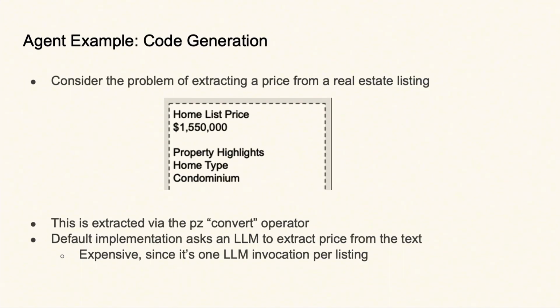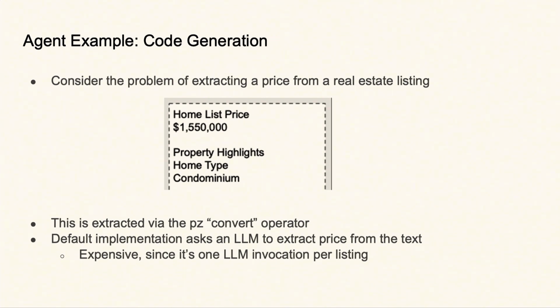Suppose you have an agent that solves problems by generating code, like a little bit of Python code. Think of our home price example, where we need to extract the home price from the listing. You could, of course, ask ChatGPT to extract the home price from a listing, or you could write a little bit of Python code, or ask the LLM to write a little bit of Python code, to actually extract the price from the listing.